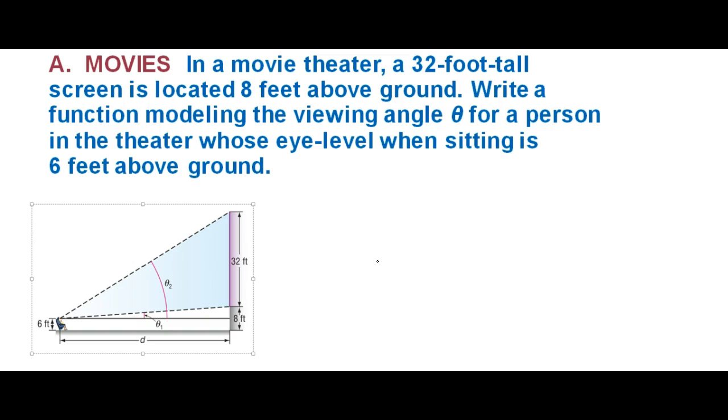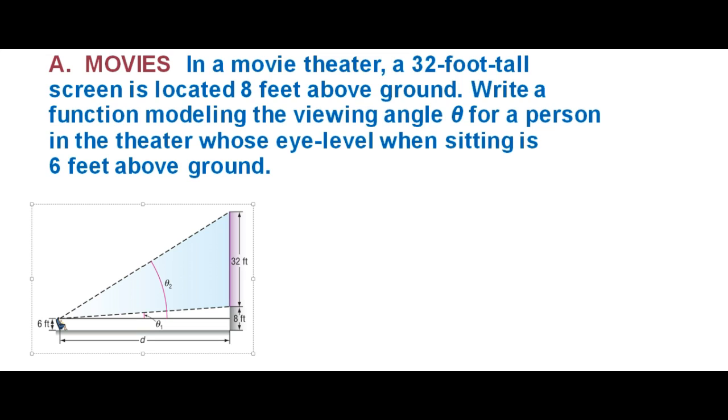In this example, we want to look at a couple word problems. In this first one, we have a movie theater where there's a 32-foot tall screen that's located 8 feet above the ground. And we're trying to find the viewing angle for someone, in other words, this part in blue, whose eye level is 6 feet above the ground.